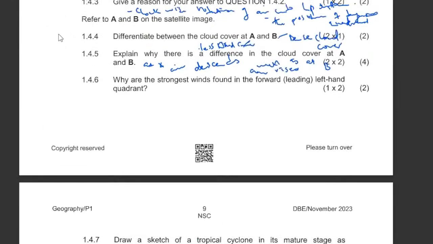Another reason, we say at A there is no formation of clouds. That's why it's clear skies. Whereas at B there is formation of cumulonimbus cloud.